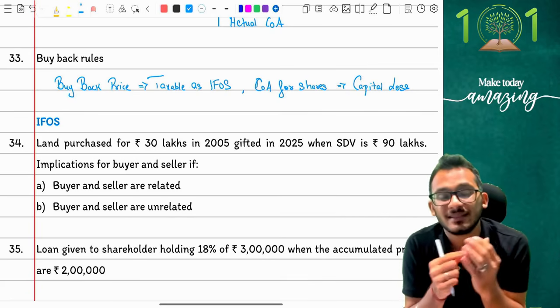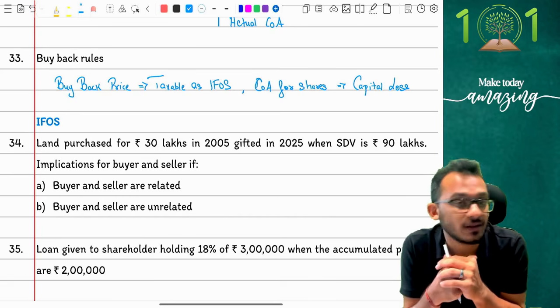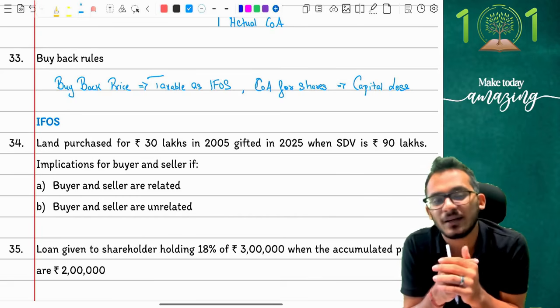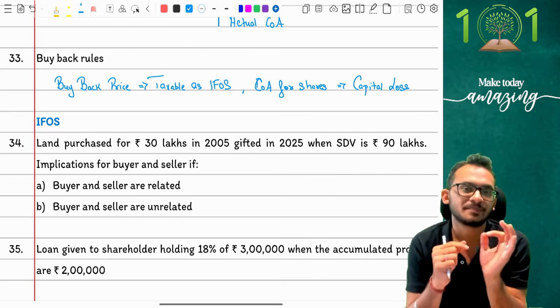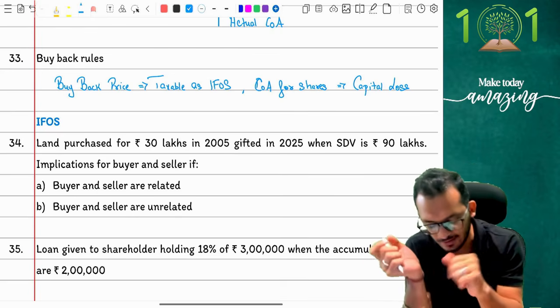You can expect a question as a 1 mark adjustment in examination in your compulsory question as well. Be extra smart when you read these kind of questions. Clear? Yes. Perfect. Let's move on forward.